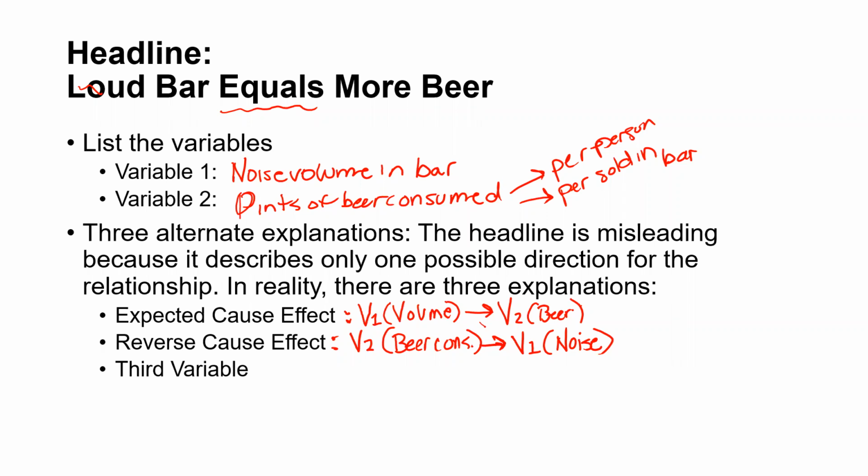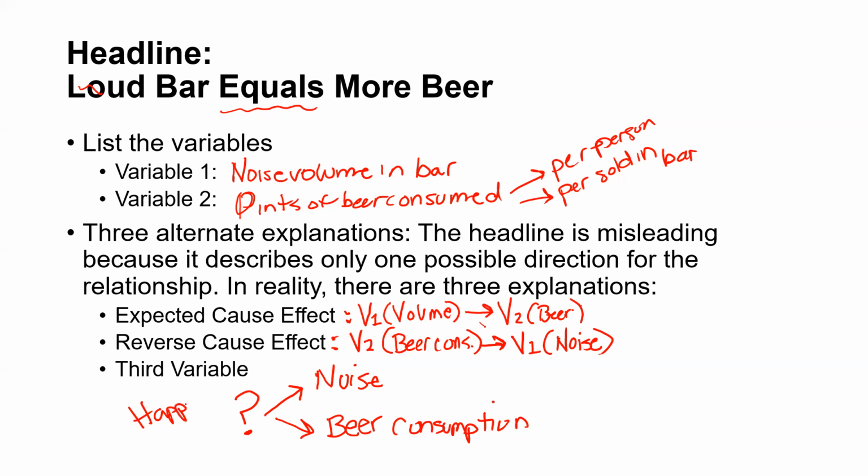Let's think of a third variable, an unknown third variable that both causes noise in a bar and beer consumption. Lisa says happy hour. Yeah, I think that could be the timing of the measure. It could be the happy hour, people happy to get off work.